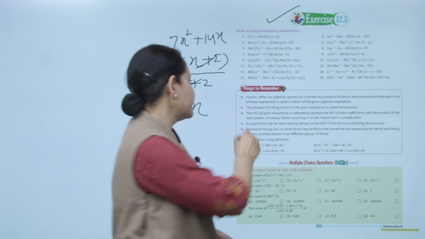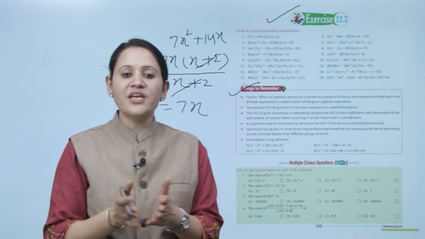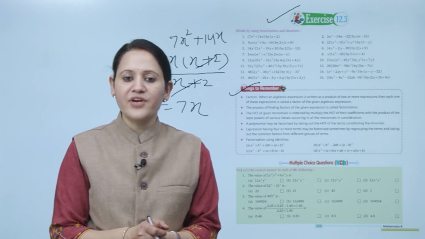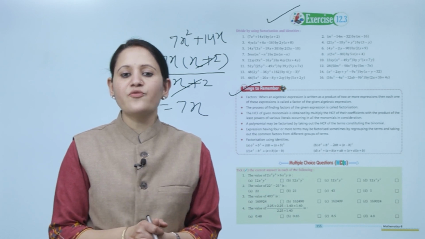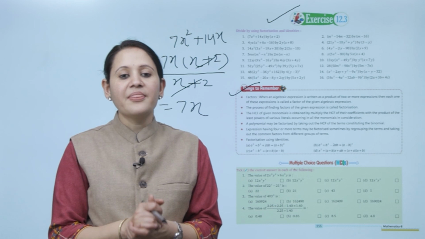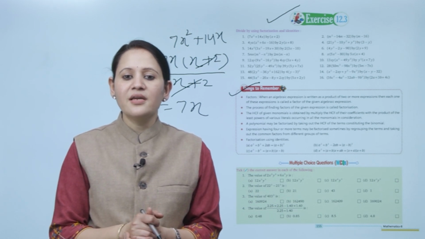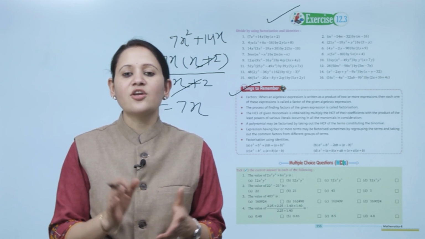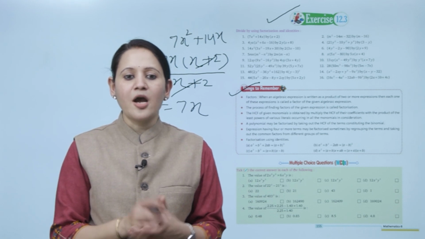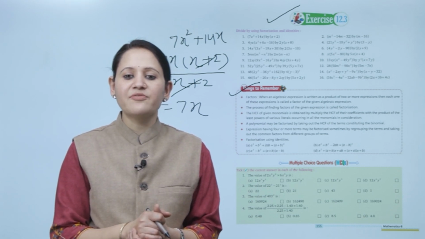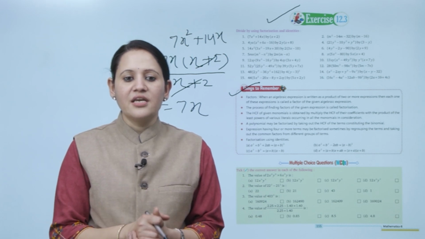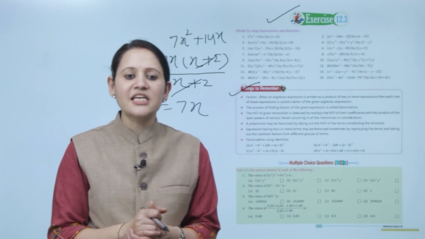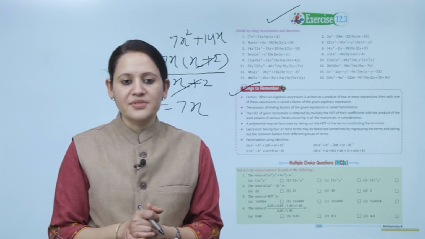Next is things to remember. Factors: when an algebraic expression is written as the product of two or more expressions, then each one of these expressions is called a factor of the given algebraic expression. The process of finding factors of the given expression is called factorization. The HCF of given monomials is obtained by multiplying the HCF of their coefficients with the product of the least power of the various literals occurring in all the monomials in consideration. A polynomial may be factorized by taking out the HCF of the terms constituting the binomial. Expressions having 4 or more terms may sometimes be factorized by regrouping the terms and taking out the common factor from the different groups of terms.